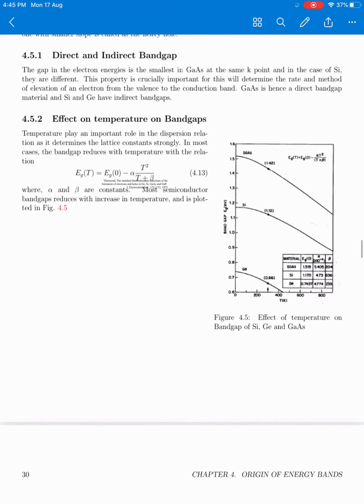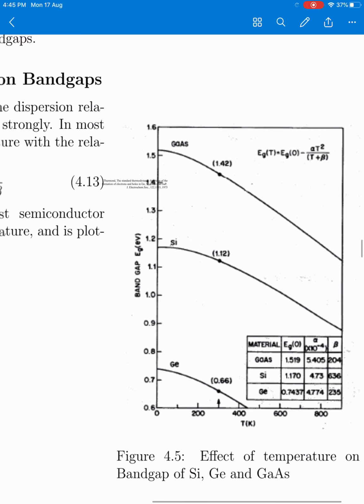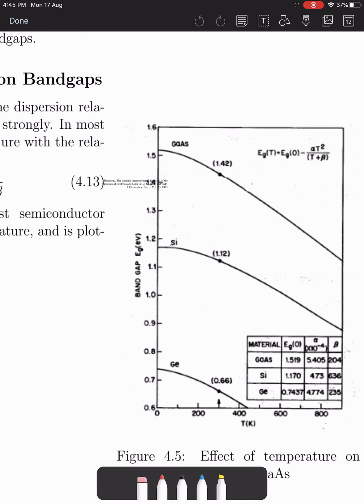So we know that the band gap of gallium arsenide is larger than the band gap of silicon, and gallium arsenide is a direct band gap semiconductor, whereas silicon is an indirect band gap semiconductor, as we saw. And for these three important materials, you see that as temperature increases, the band gap reduces, and it has this kind of non-linear temperature profile.